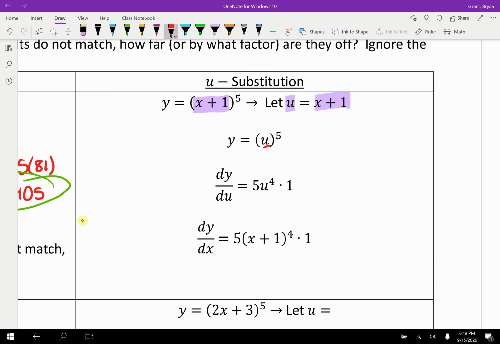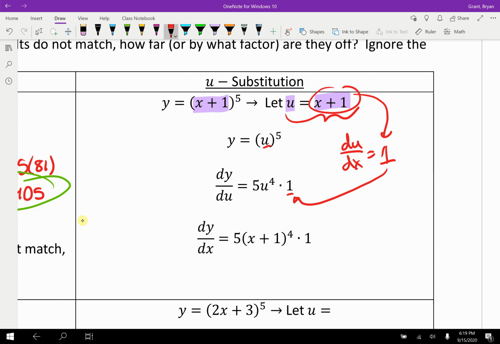Technically times 1 if you wanted, but we'll get more onto that later. Where does the times 1 come from? Well, let's think about my u substitution. If I take the derivative of my equation u with respect to x, then the derivative of x plus 1 is 1. This comes over here.